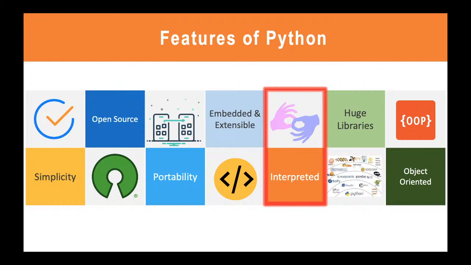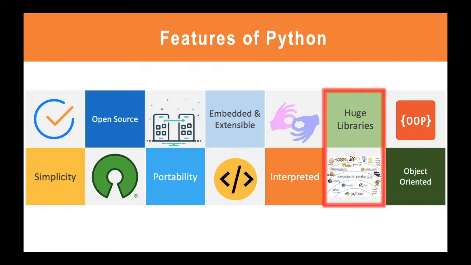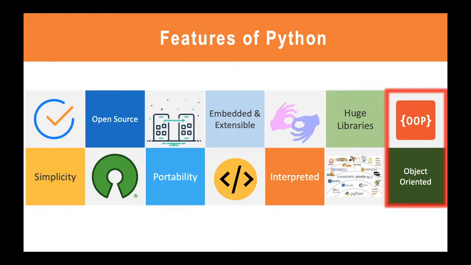Next we come to the huge library section. A huge number of libraries are available in Python which you can explore, and mostly you can use them in machine learning, data science, the AI fields, and a lot of other things. So, as a sum up of what we have seen so far, let's also see the last one, object oriented.